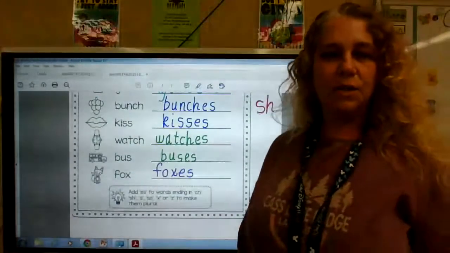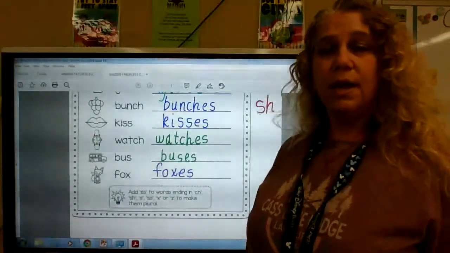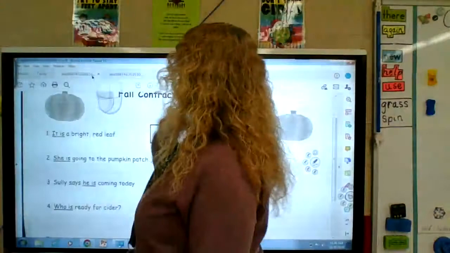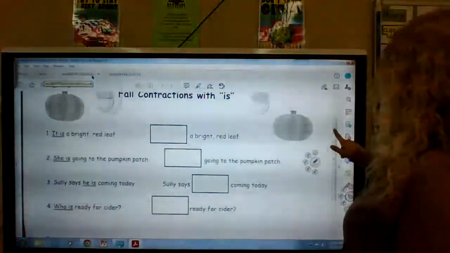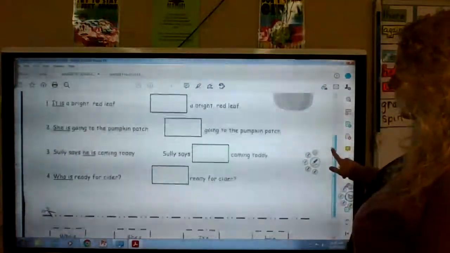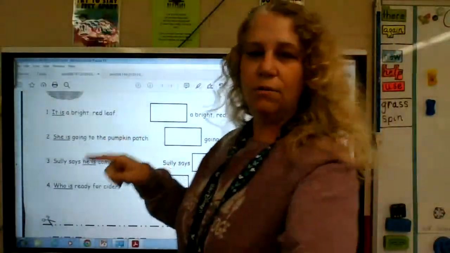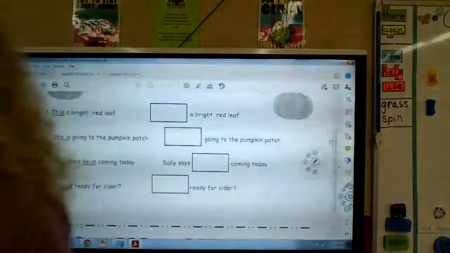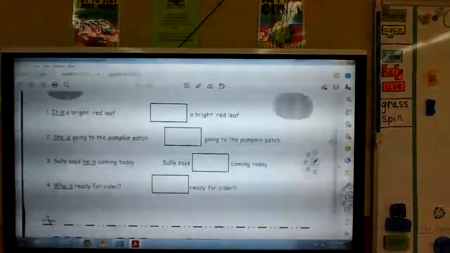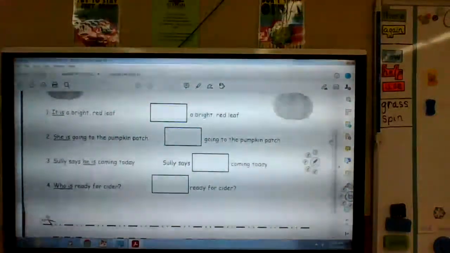Okay, now it's time for the other side where we're going to cut and glue. And this is something different we've been looking at. I'm going to make mine a little bit smaller. I'm going to run over to my computer and just make it smaller so you can see the whole thing. You get your scissors and glue ready.